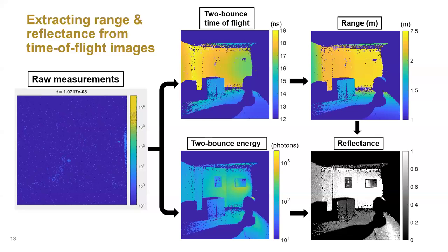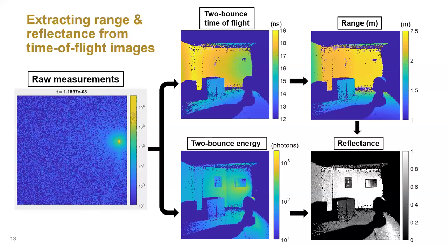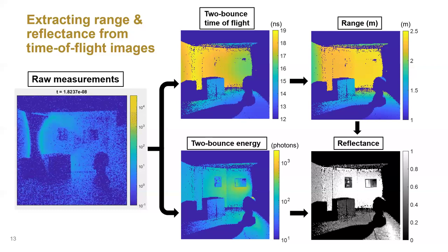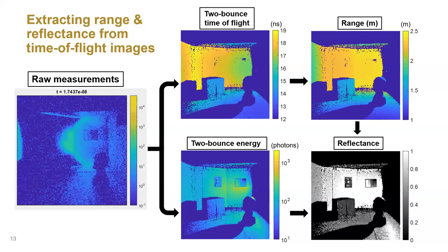We would start with a raw time of flight photograph. From these raw measurements, we would extract the two bounce time of flight and the two bounce energy at each pixel. And we would also extract the one bounce time of flight and energy at the pixels that contained the laser spot. Using our time of flight estimates, we would compute the range to all pixels in the scene. And then given that range map and our two bounce energy estimates, we would compute the reflectance to all pixels in the scene. So our final range and reflectance maps are shown on the right.